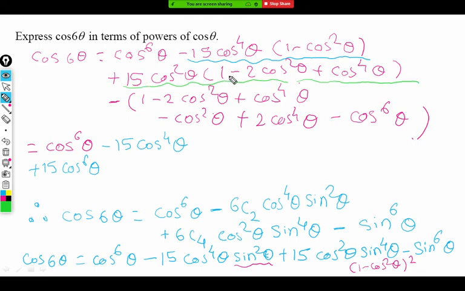Next term, I will write this multiplication now with the required terms together. This is plus 15 cos square theta, which I multiplied there. So this 15, if I multiply here, gives minus 30 cos raised to 4 theta. Next I am multiplying here, so 15 cos raised to 6 theta.